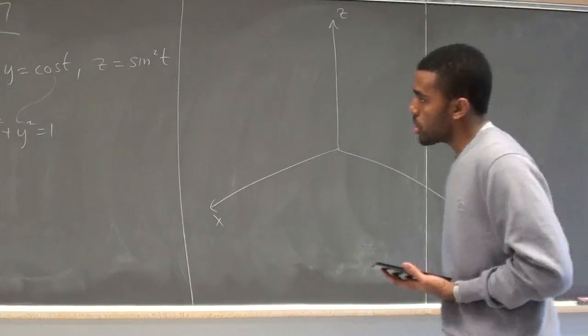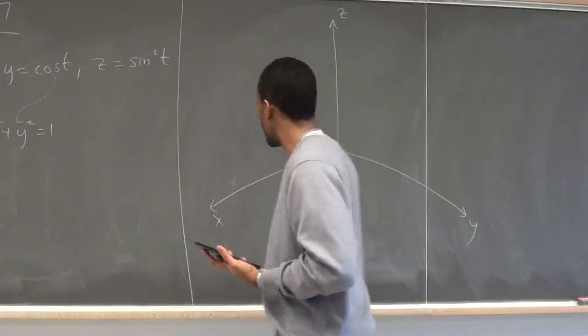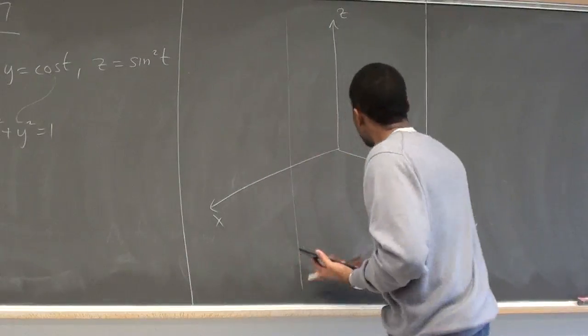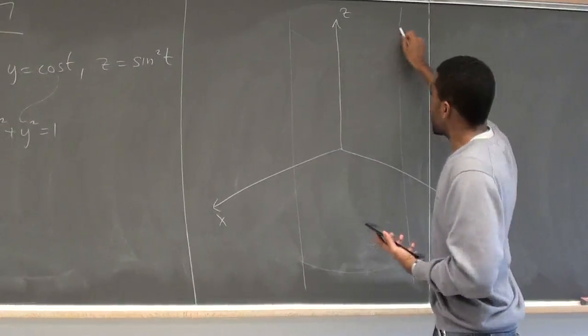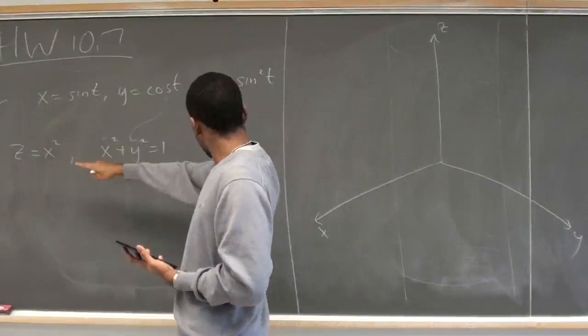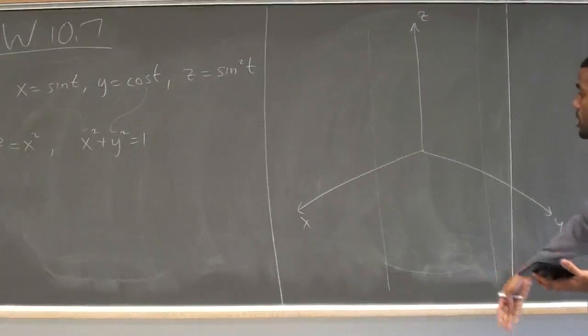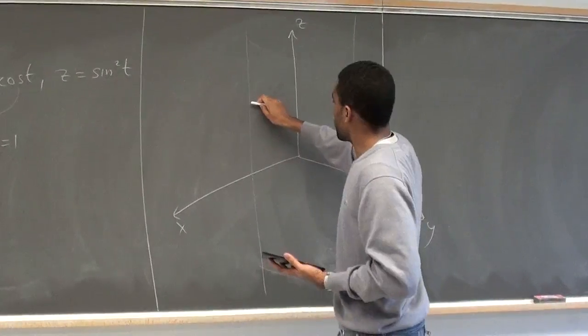So what does this guy look like? A circle, a cylinder. So there's a cylinder running along the z-axis. Now this guy looks like z equals x squared, so he's going to be cutting through this.